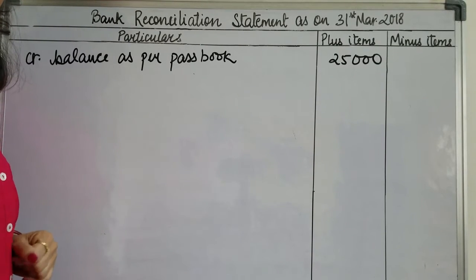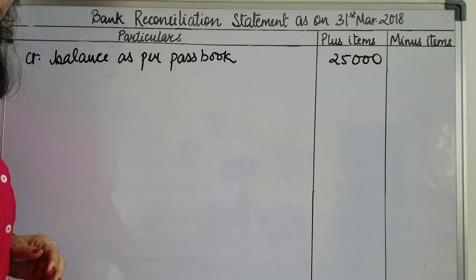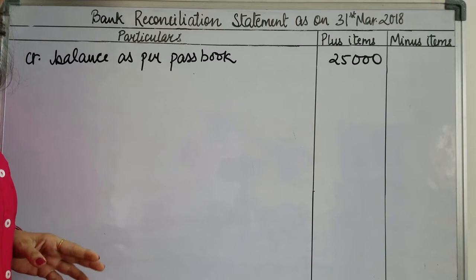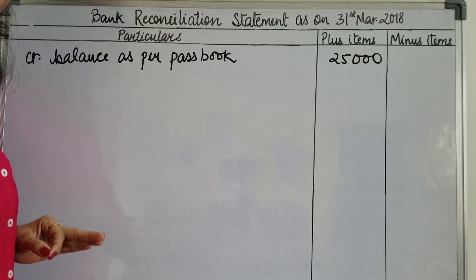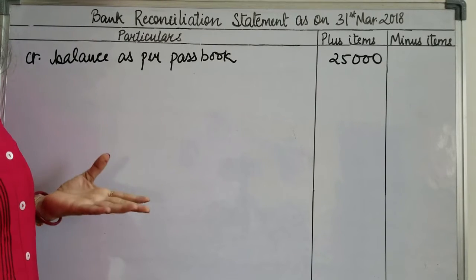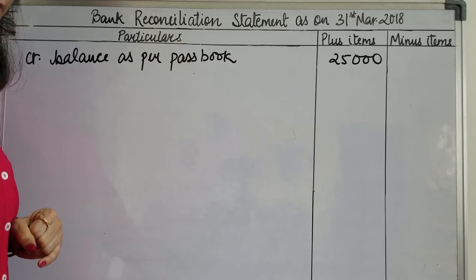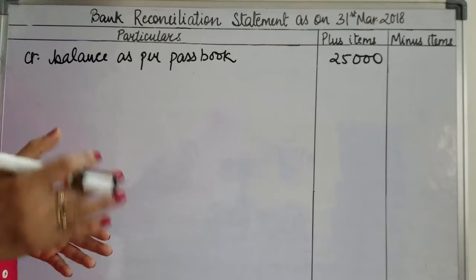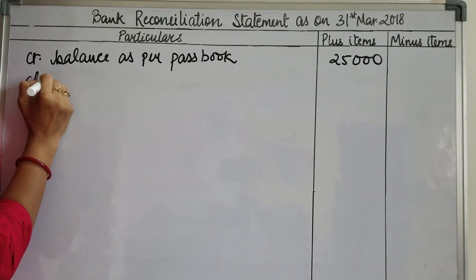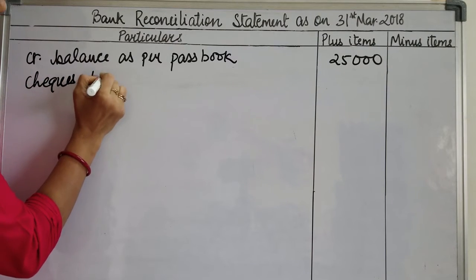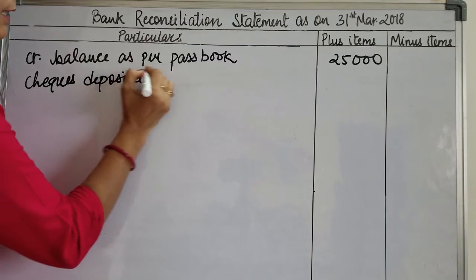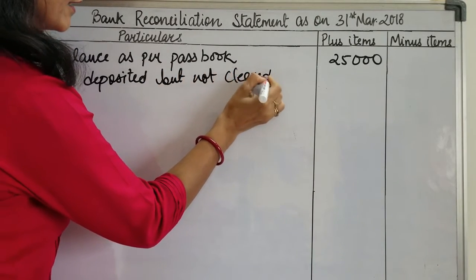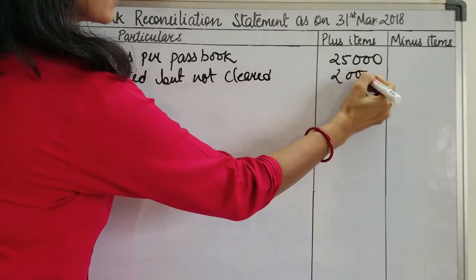The first statement says checks of rupees 20,000 were deposited in bank on 27th March 2018, out of which checks of rupees 5,000 were cleared on 1st April 2018. Rest are not cleared. Here, as this 5,000 was cleared on 1st April, that is after the date of preparation of bank reconciliation statement, this whole amount of 20,000 will be considered as not cleared. Now we will record this transaction as checks deposited but not cleared, and the amount will go here in the plus items column.